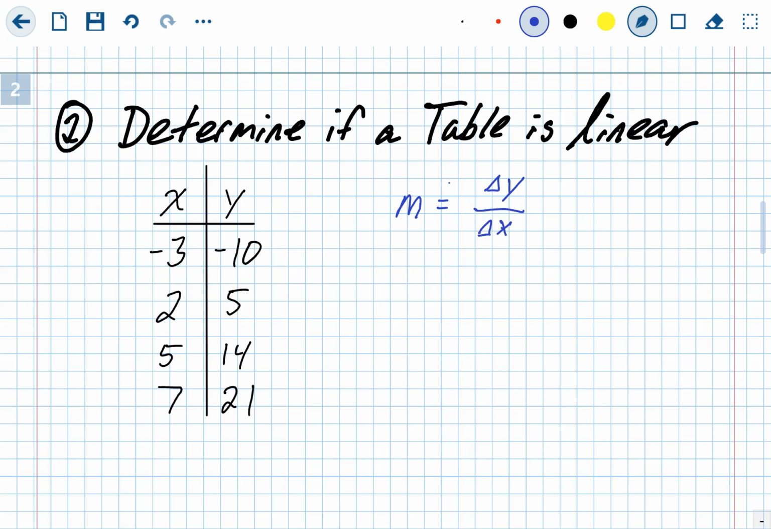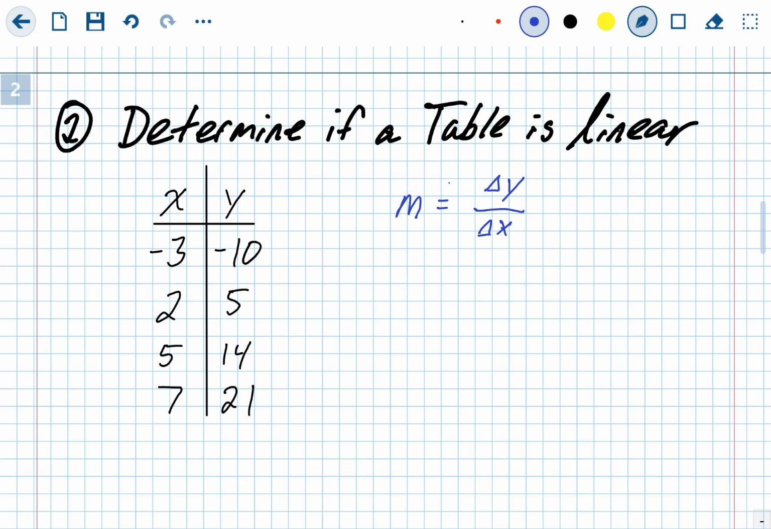Okay. Now that change in y over change in x has to be constant throughout this table, or the same ratio throughout this table. So they might not be the same values, but if we divide the change in y's over the change in x's, they should all simplify to the same number, if in fact this table is linear.